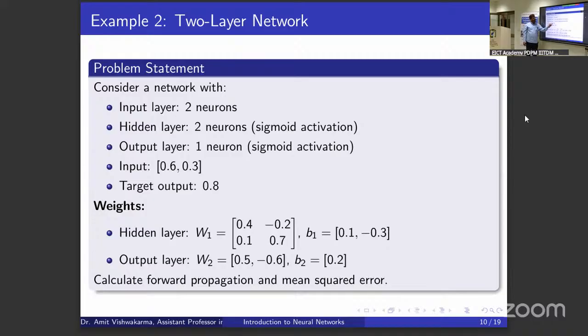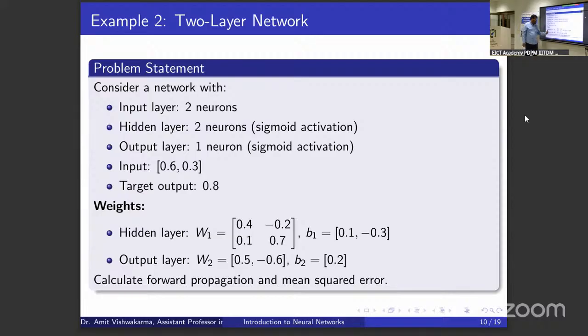Why two dimensions? Why not 3 or 1? Because the input layer consists of only two. What is the target output? Based on all this input information, I want the final output as 0.8. So let's start.